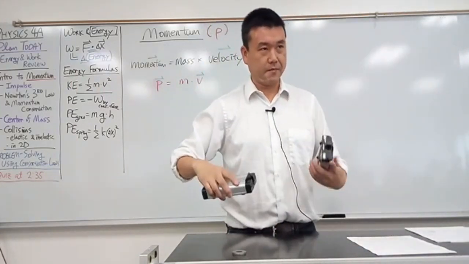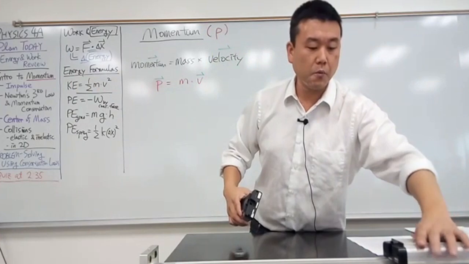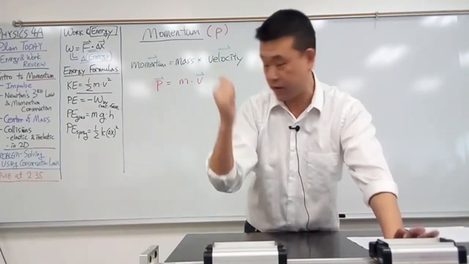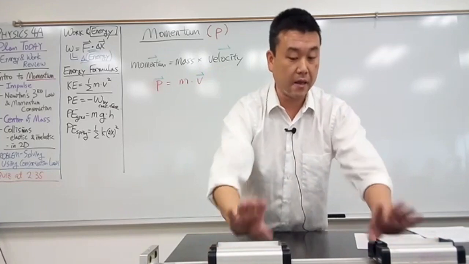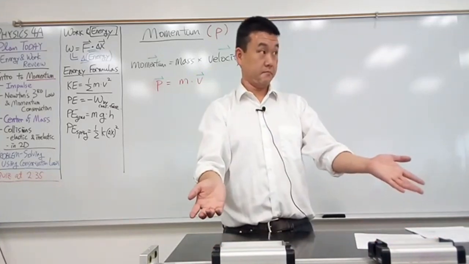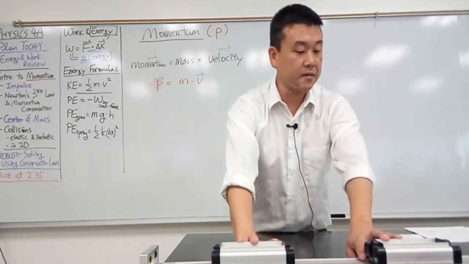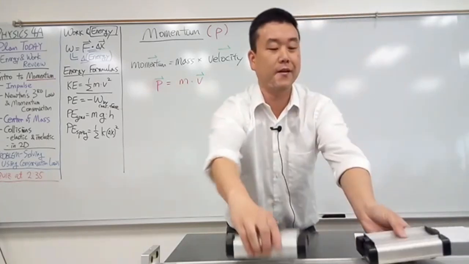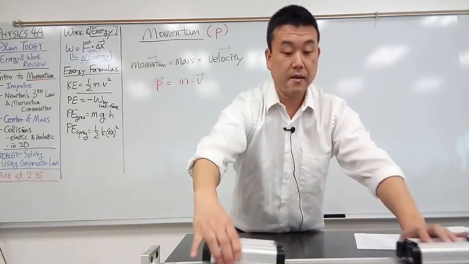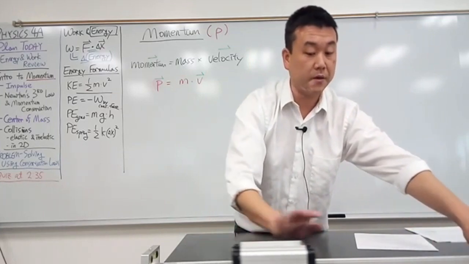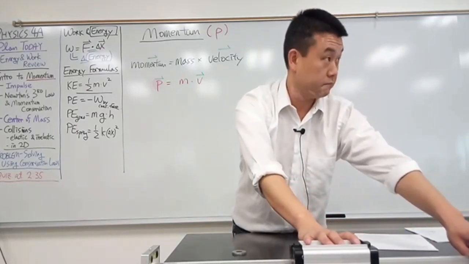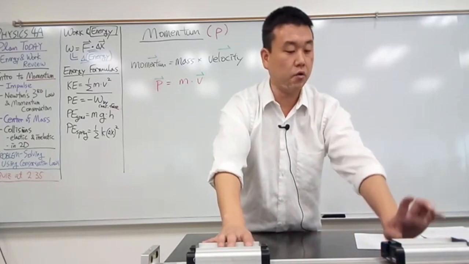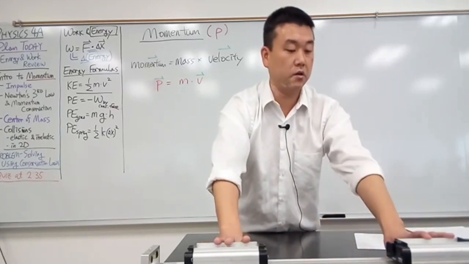Let me make them collide this way. What I'm showing right now is what's going to be called the elastic collision later today. Right now, they both have zero momentum, right? If I make this cart move at some speed, then it has some amount of momentum. Now watch this. I'm going to push this cart to collide with this cart which has zero velocity.